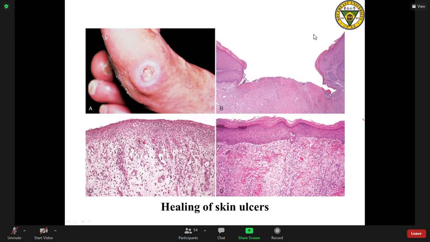And then the tissue can form a scar, with more collagen. Here you can see more collagen and fibers. And this is regeneration, epithelial regeneration covering the skin. So it's healing. It's a healing ulcer.